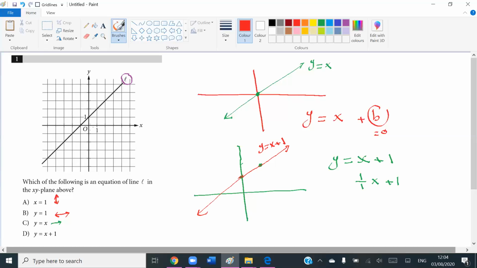So now return back to your question. Look at the graph now. We have 1. And from this one, I move 1 up and 1 to the right, and I take this point. If you connect these 2 points, you will get the line L. So my answer now is D, y equals x plus 1.